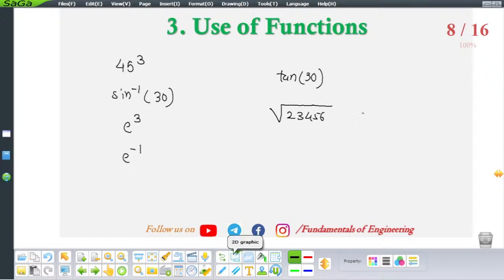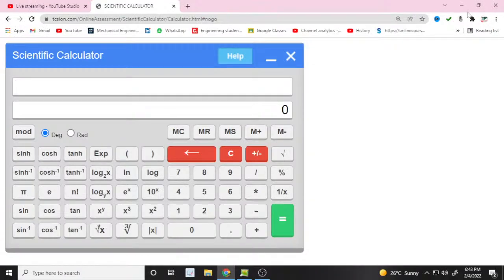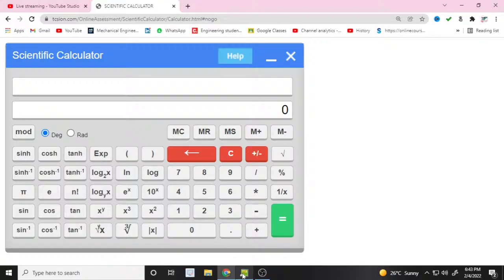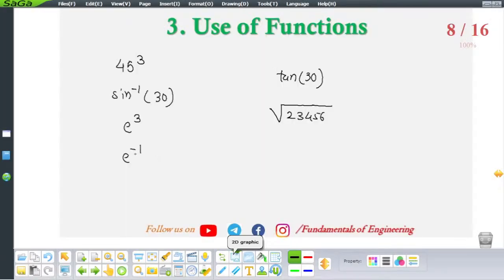So how to use these available functions? First 45 cube, so how to find out? Whenever we are finding out the answer, first you have to type the number. So the number we have typed is 45 and that cube we need to find out. So 45 cube, you are getting 91125, that we are getting as the answer, correct. So first find out the number and then the answer.